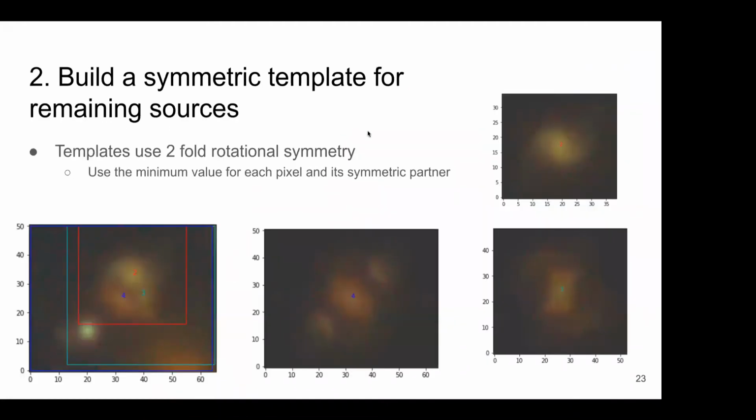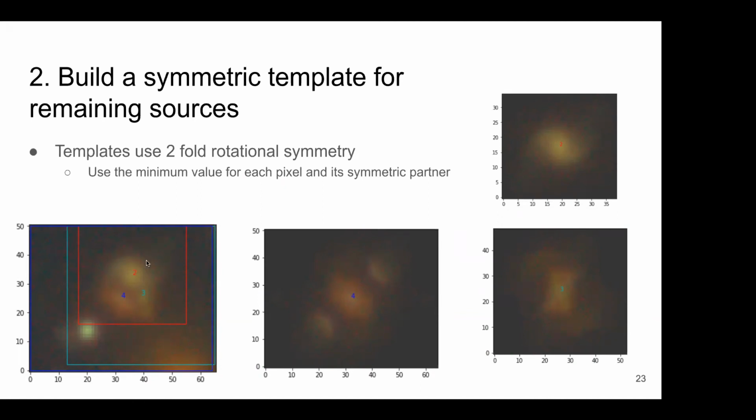For all the remaining sources, it's going to build a symmetric template, so essentially a twofold symmetry. Again, if you look at source 2, it's going to look at the flux at the center of the source. And then for any pixel, it's going to look at the pixel on the opposite side of the center, and it's going to take the minimum of the flux of those two pixels.